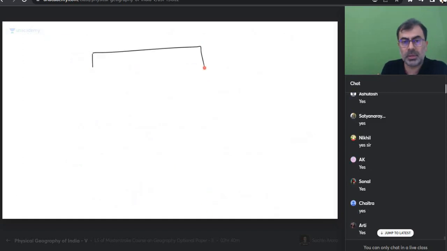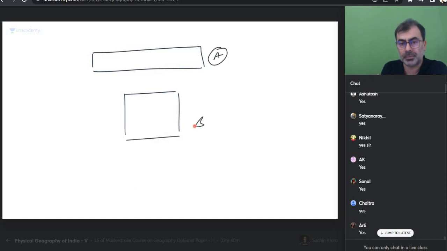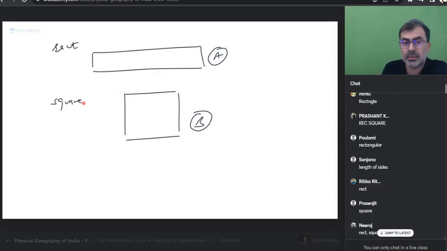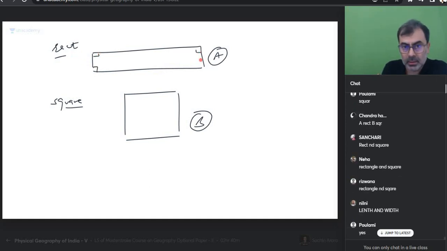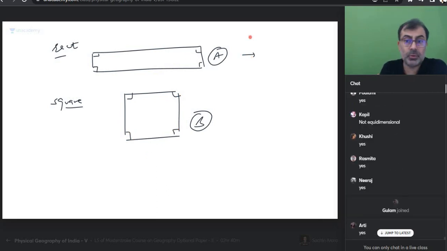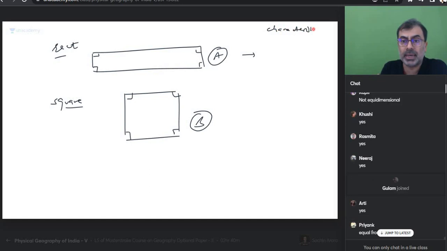What is the difference between this shape and this shape, A and B? Can you tell me? Sir, A is rectangle, B is square. That's the difference, sir. Both are quadrilaterals with 90-degree angles. But that is there. Get that? If I have to give the characteristics, can I say this is elongated, whereas this is equidimensional?